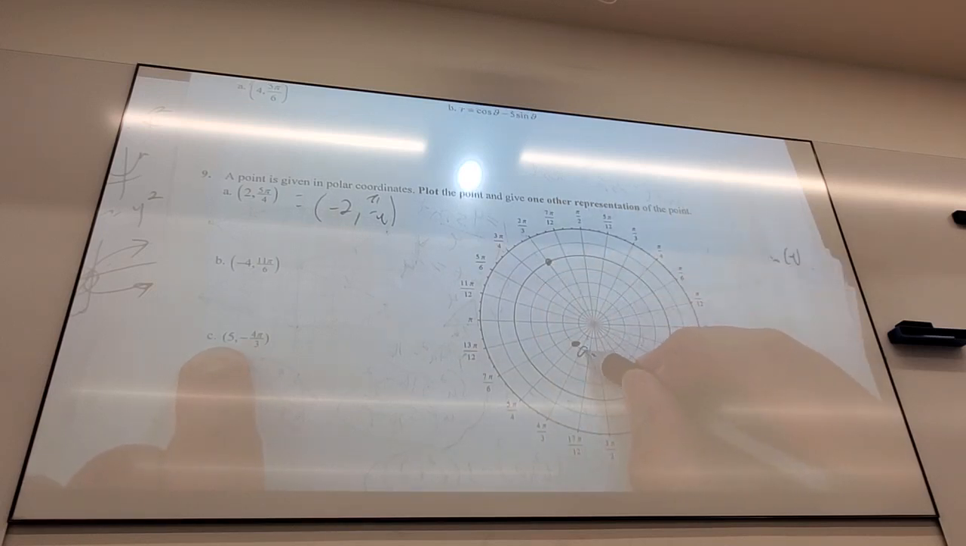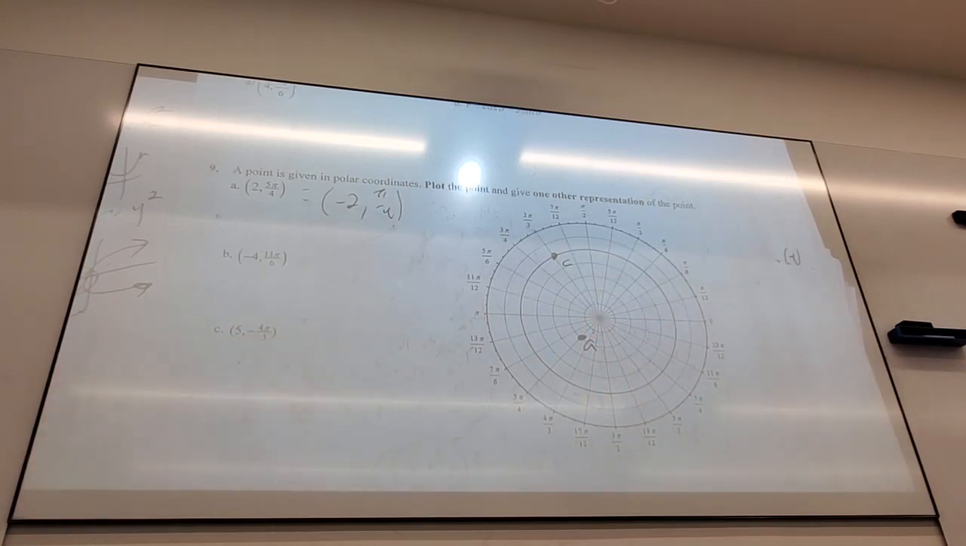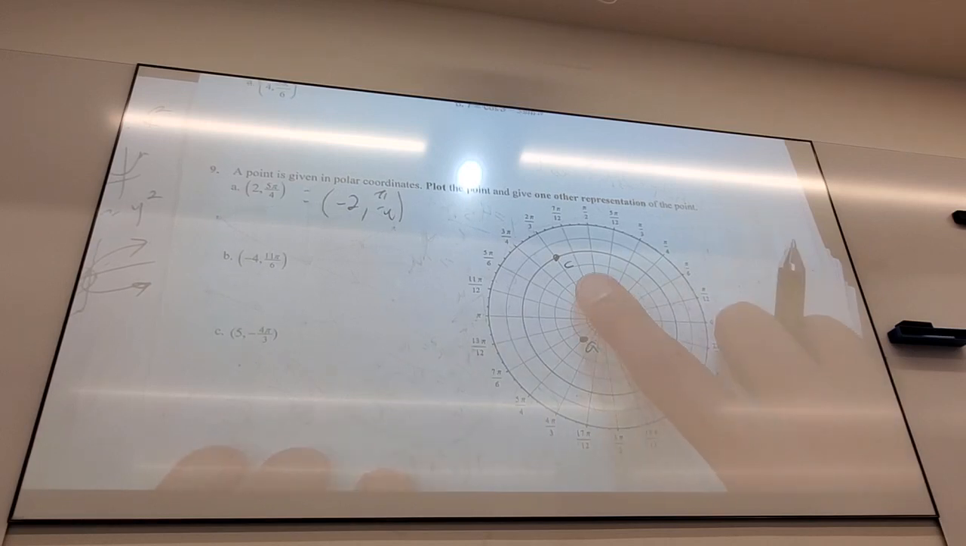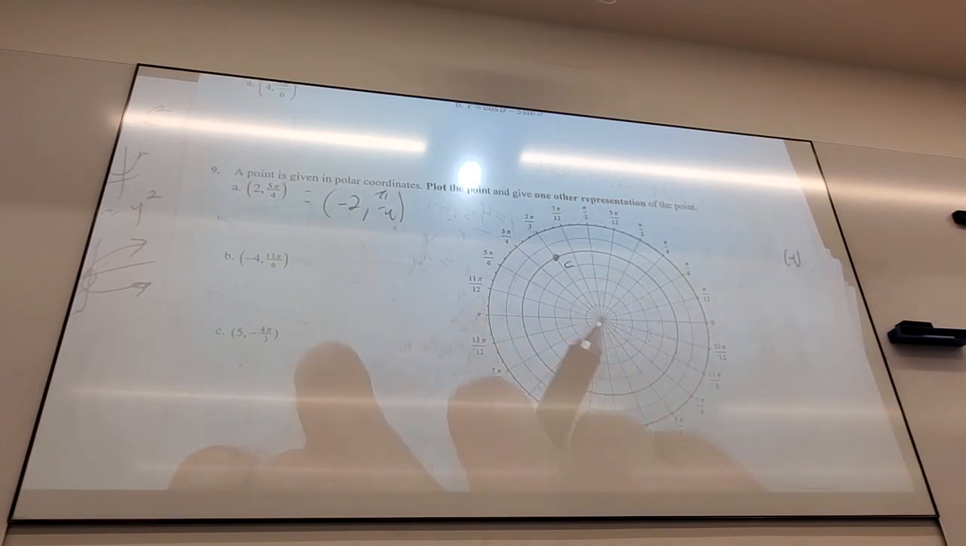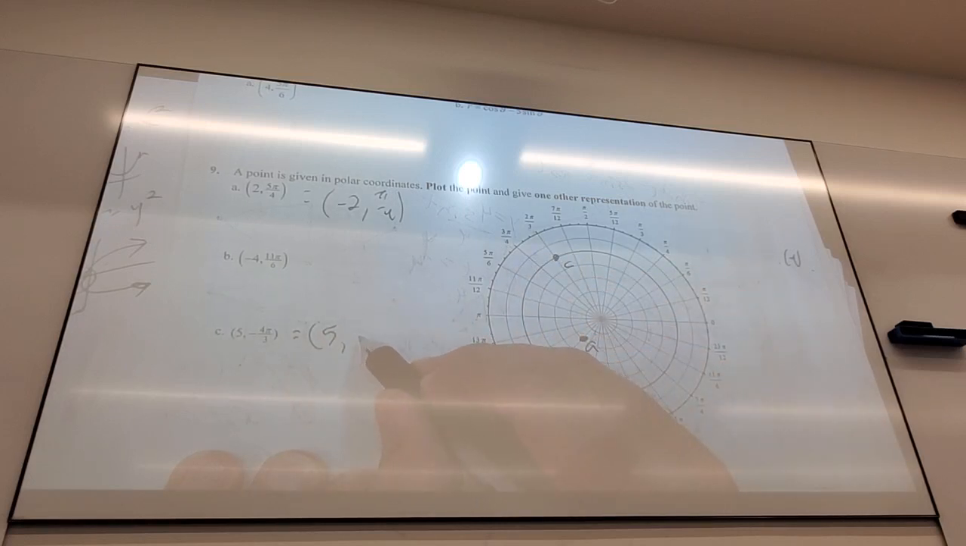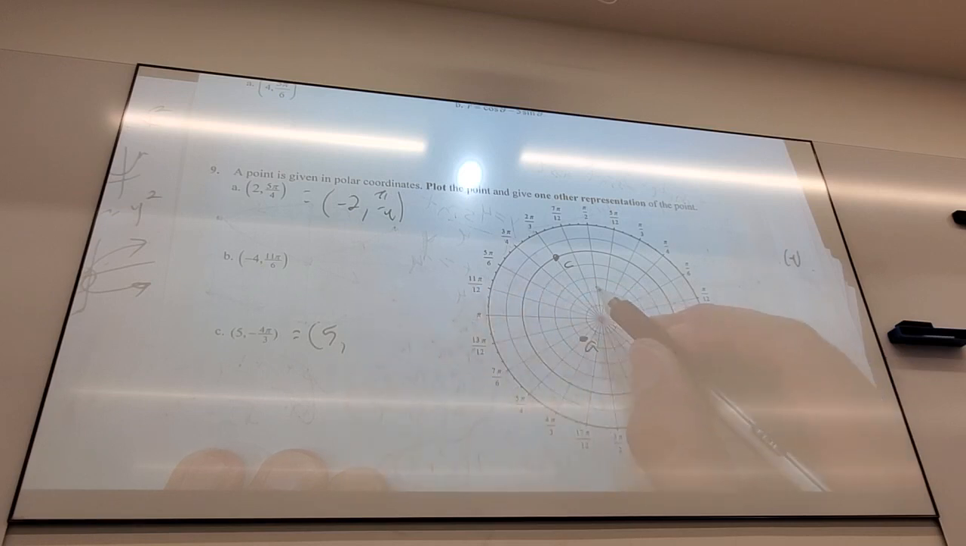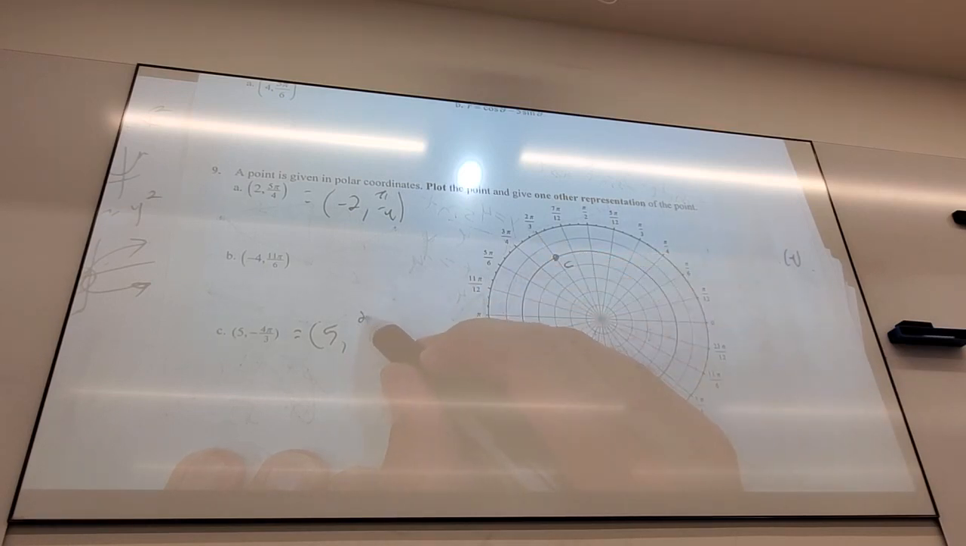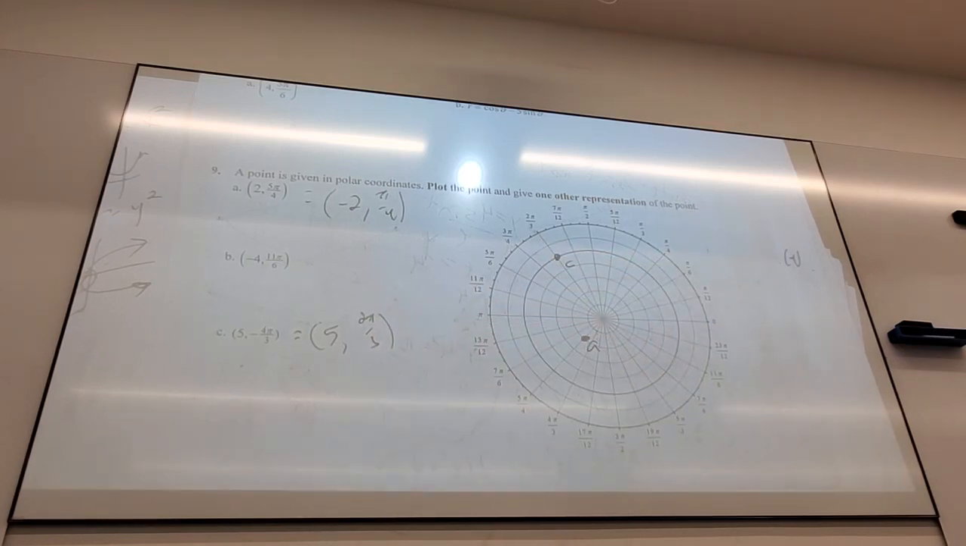And by the way, whenever you have this kind of problem, please label the points. Please, label your points. What's the easiest way to rename this, considering where we're actually facing? 5, or negative 5? 2 pi over 3, because that's where I'm actually facing, yeah.